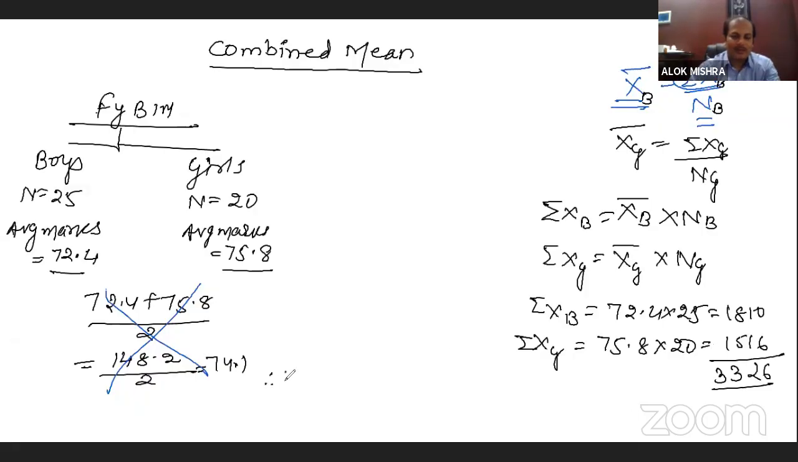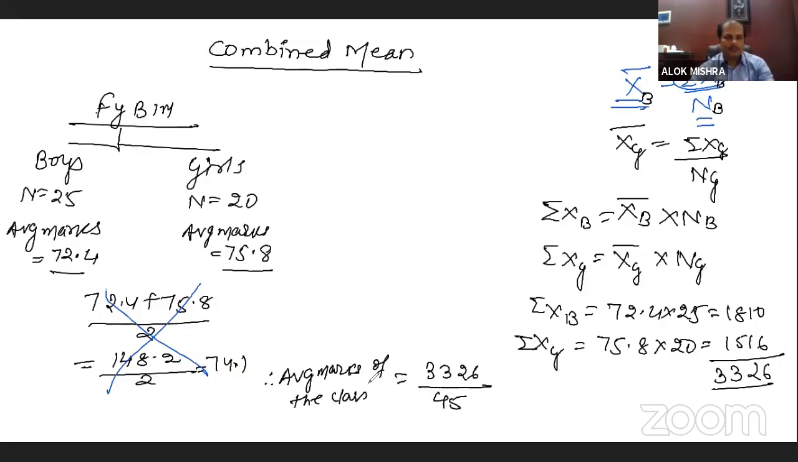Therefore, what is the average marks of the class? Take this total, that is 3326, divide by how many students do I have in the class right now? 45. And how much is it coming out to be? 73.91. 73.19. Someone give me the answer. This one, 73.19.